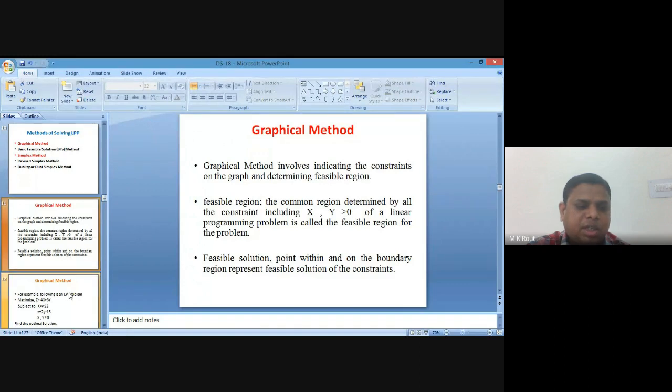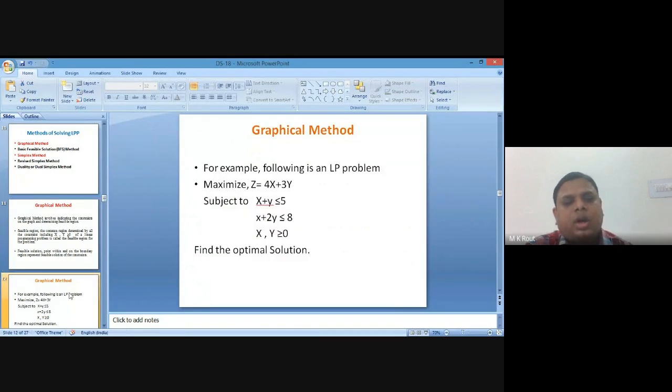So here is a typical example. For example, following is a linear programming problem. The problem statement is: maximize z equals 4x plus 3y. This is the objective function, and the constraints are, subject to x plus y less than or equal to 5, x plus 2y less than or equal to 8, and x, y greater than or equal to 0. Find the optimal solution. Just note down.